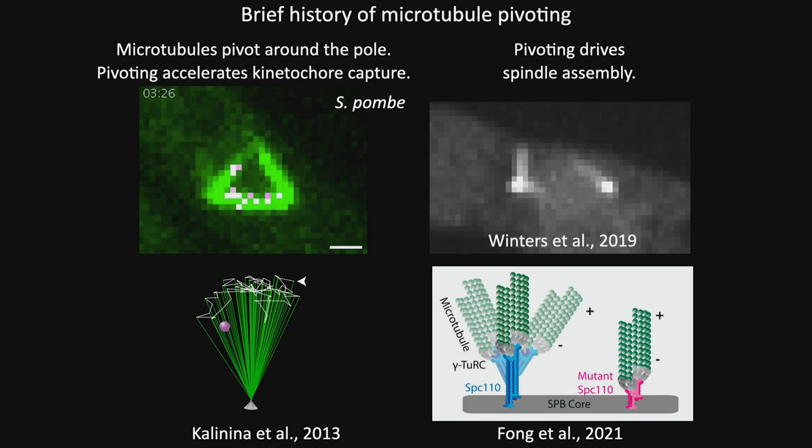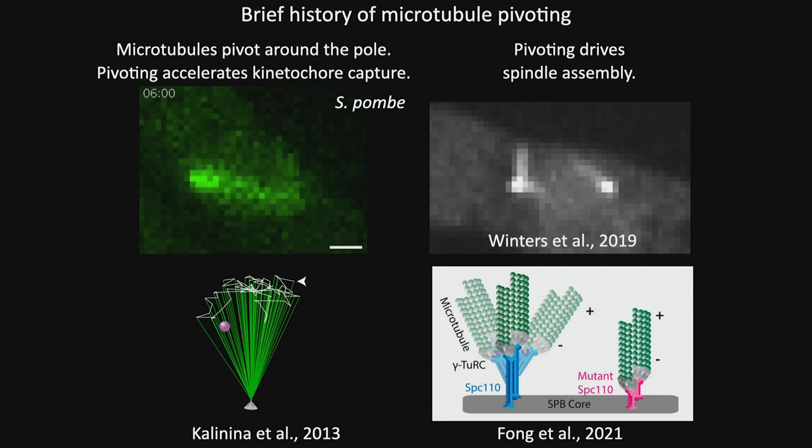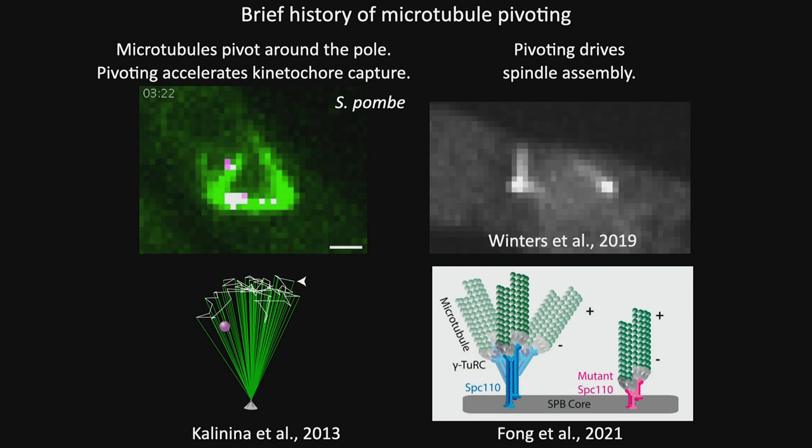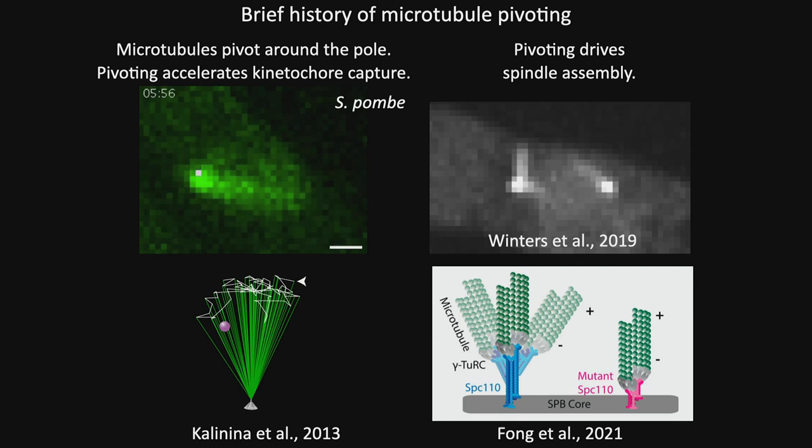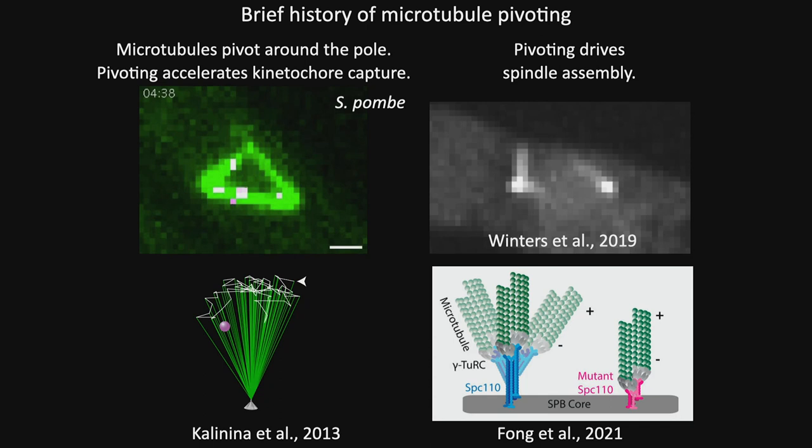This is the mitotic spindle in yeast. It's very small, about 2-3 microns, and it's just one single bundle of microtubules. So this is a spindle. And then you see these microtubules here. These are also bundles of a few microtubules. And you can see that these microtubules are undergoing this motion. They're pivoting around the spindle pole. And this pink spot is a kinetochore.